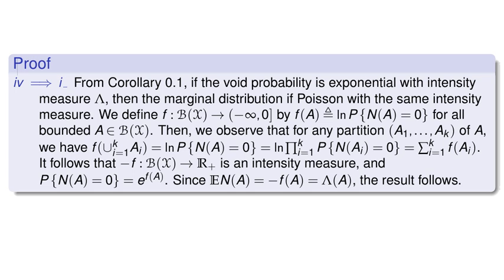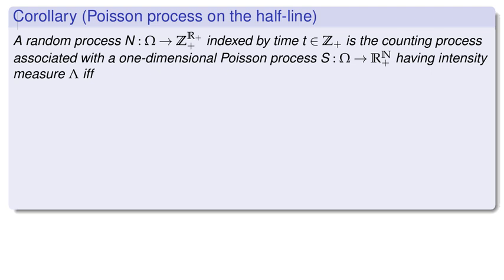Let's define a function f from script B of script X to minus infinity to 0 as f of A equals the natural logarithm of the probability that N of A equals 0, for all bounded A in script B of script X. Then we observe that for any partition A1 ... Ak of A, due to the complete independence property from statement 4, f of the union from i = 1 to k of Ai, which is f of A, equals log of P of N of A equals 0.